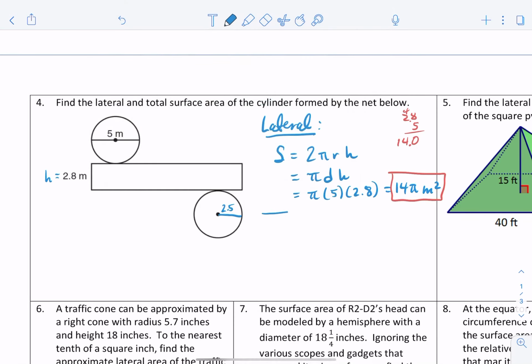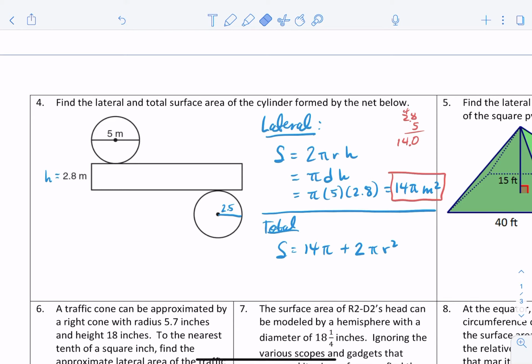And then the total surface area, we're already halfway there. For the total surface area, you always start with your 14 pi from before. There's your lateral. And then let's add in our 2 bases. Our 2 bases is going to be a pi and then an r squared. And our r, we determined here, was this 2.5.